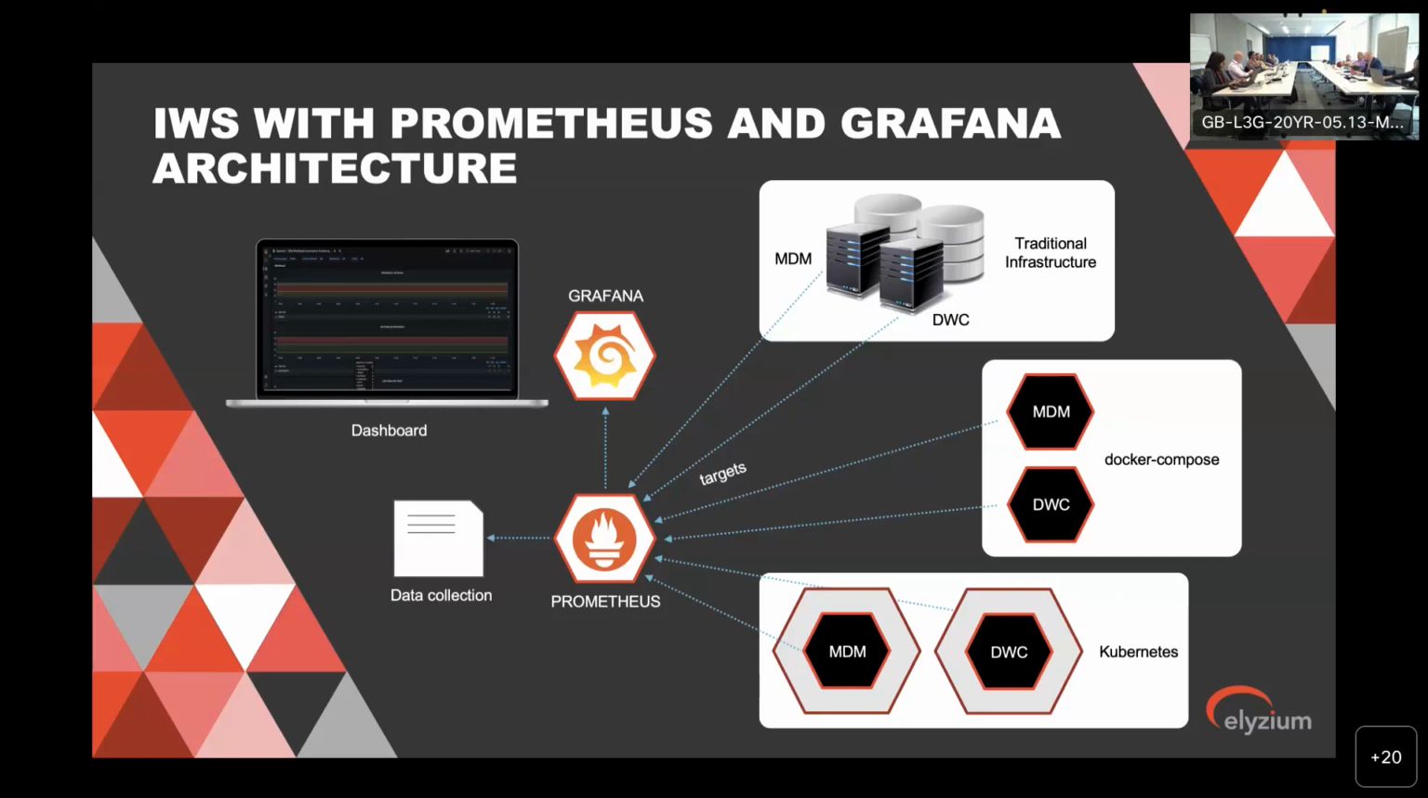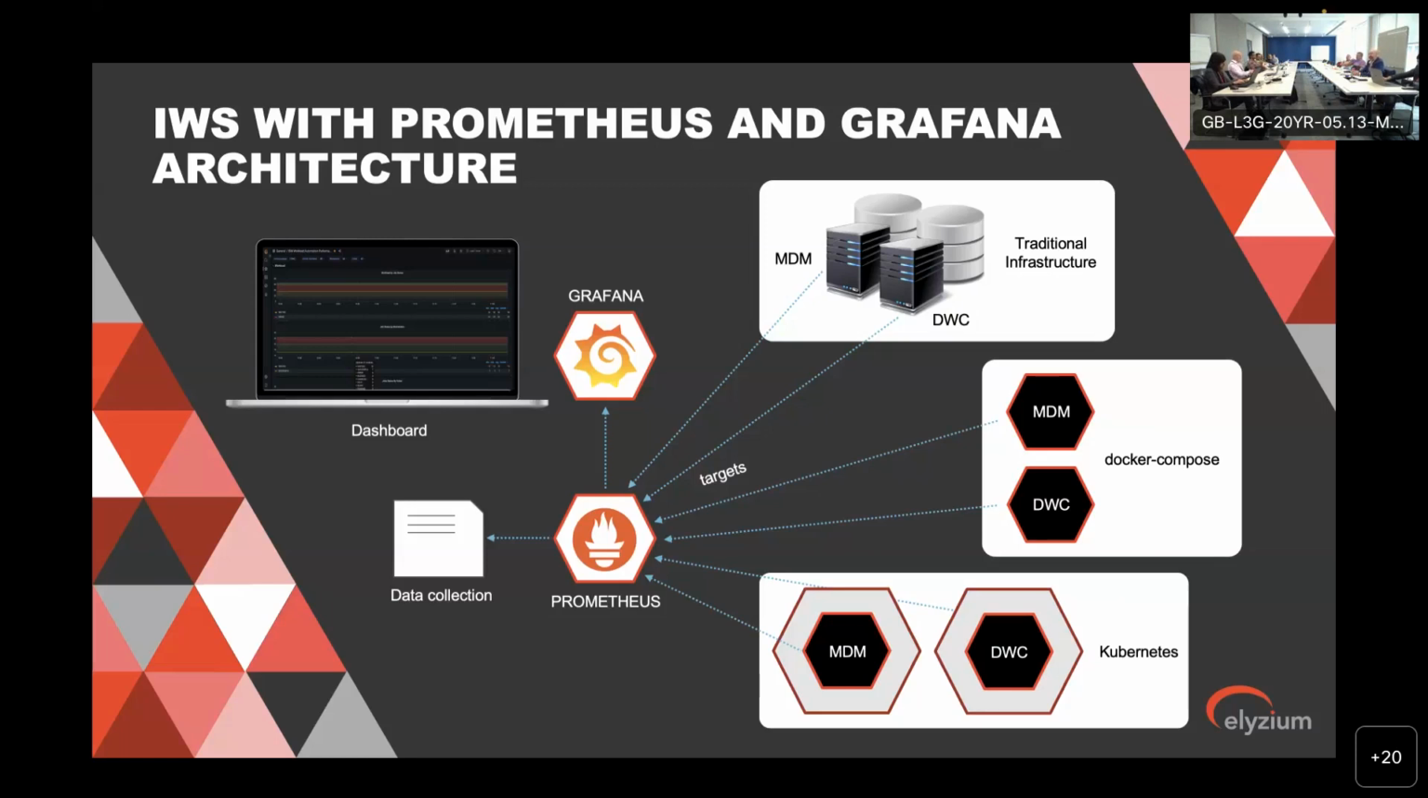So Prometheus grabs the data from your metrics, stores it in its data collection. Grafana then shows you the information that's stored within the data collection within Prometheus. So, pretty simple model. But as far as observability is concerned, this is quite basic.